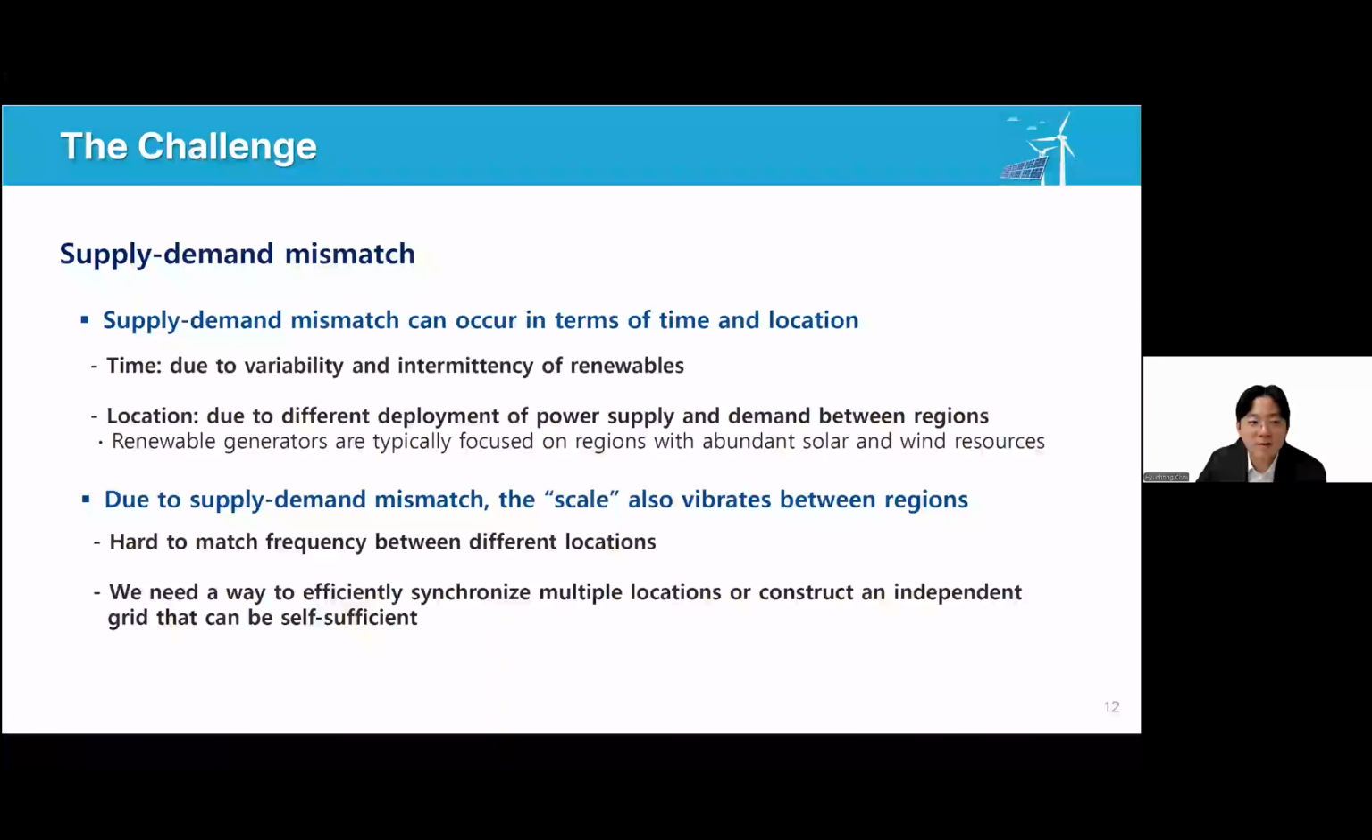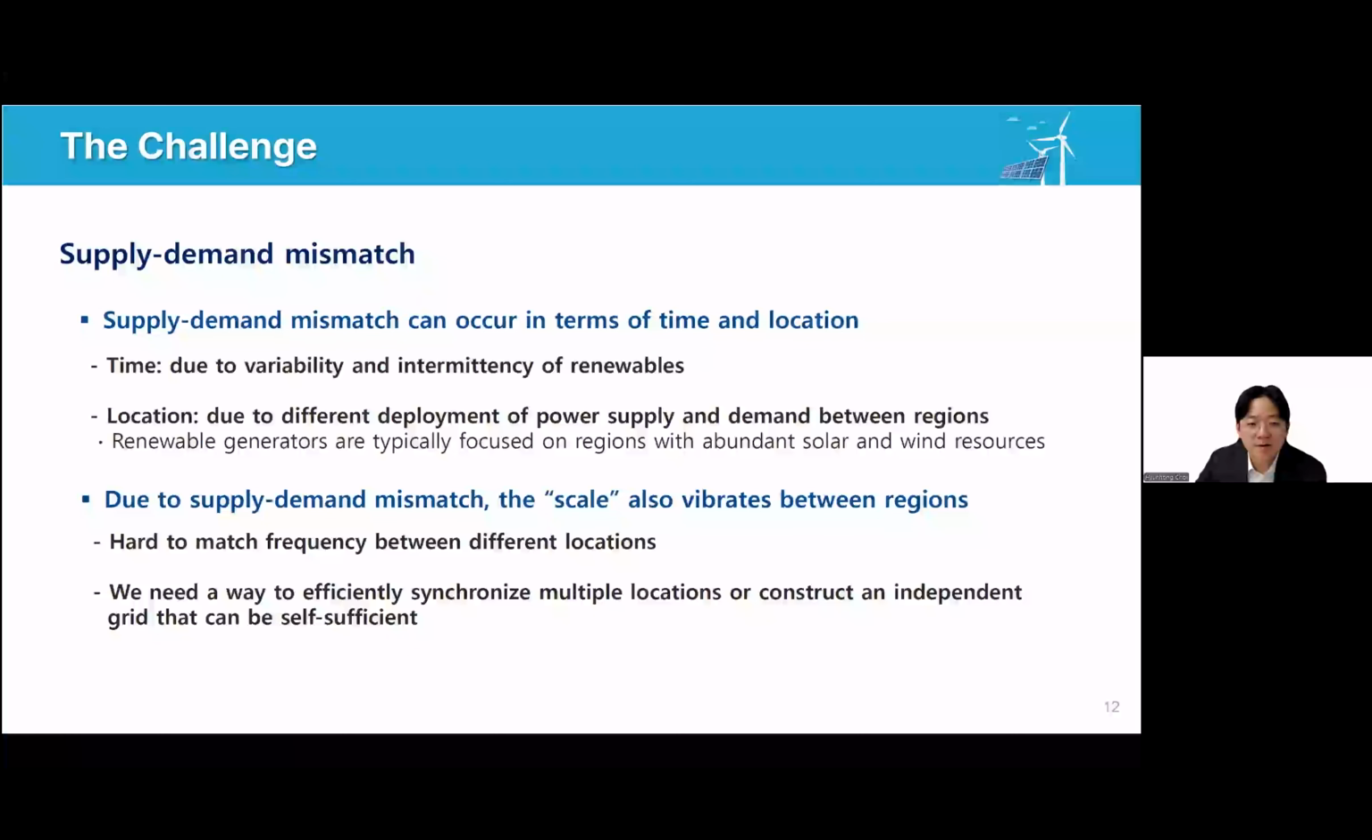Next is this supply-demand mismatch. The supply-demand mismatch can occur in terms of time and location. In terms of time, it can happen due to variability and intermittency of renewables I just explained. In terms of location, it can happen due to different deployment of power supply and demand between regions.